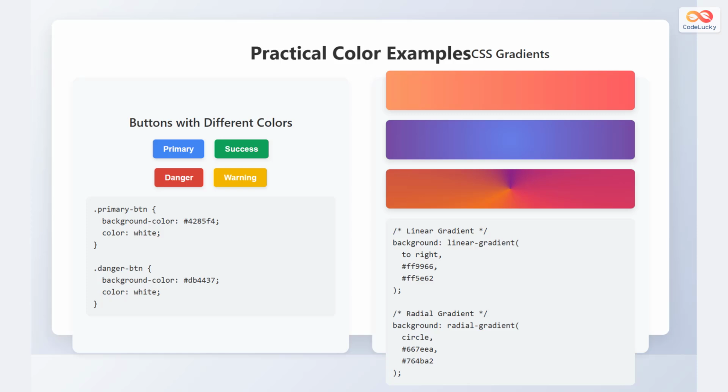Let's explore some practical examples of using colors in web design. You can create visually appealing buttons with different background colors using CSS. Define classes for each button style, specifying the background color and text color. CSS gradients can add depth and visual interest to your designs. You can create a linear gradient, a radial gradient, and a conic gradient.